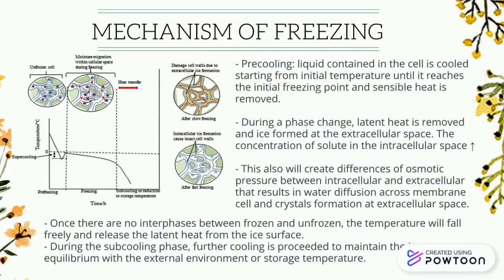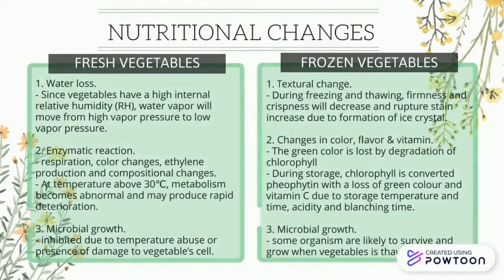Before we go to the strategies to control the nutritional changes, firstly we need to know what changes occur between fresh vegetables and frozen vegetables. So, fresh vegetables that did not undergo any processing after harvest, or during post-harvest, are likely to have water loss. Since vegetables have a high internal relative humidity, water vapor will move from high vapor pressure to low vapor pressure.